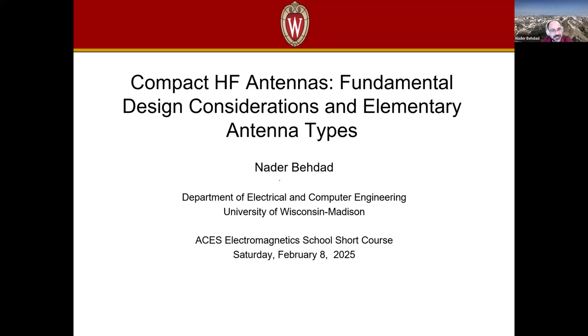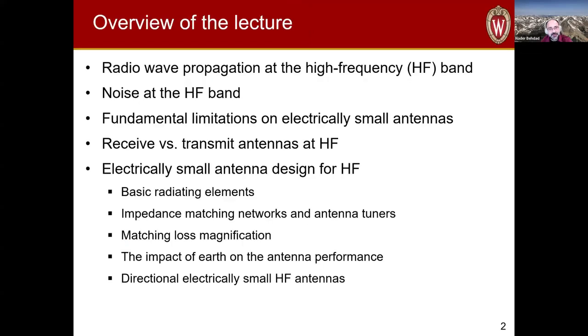It's my pleasure to talk to you today about compact HF antennas. By HF, we obviously mean high frequency, but this is a historical name. It refers to antennas working in the 3 to 30 megahertz frequency range. These days that's a pretty low frequency, but in the early days of wireless it was pretty high, and so the name is a historical one.